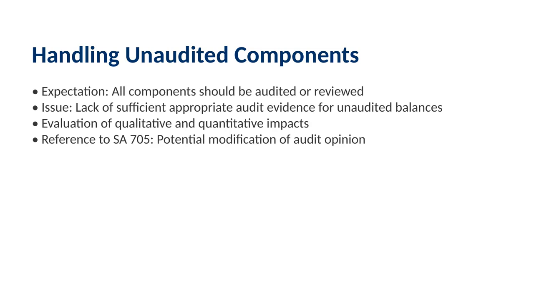Finally, let's address what happens when components are not audited. In an ideal world, every single component in a consolidated statement should be audited or subjected to specific audit procedures. This can be done by you, the principal auditor, or by the component auditor. But if some components remain unaudited, you have a potential problem. You haven't obtained sufficient appropriate audit evidence for those specific balances. In this scenario, you must evaluate both the qualitative and quantitative impact of these unaudited amounts. If the impact is significant, you'll need to look at SA 705 to determine if a modification to your audit opinion is necessary.